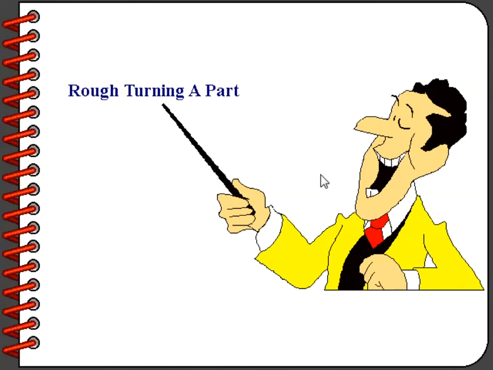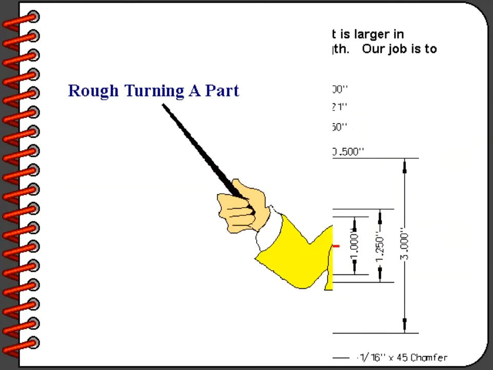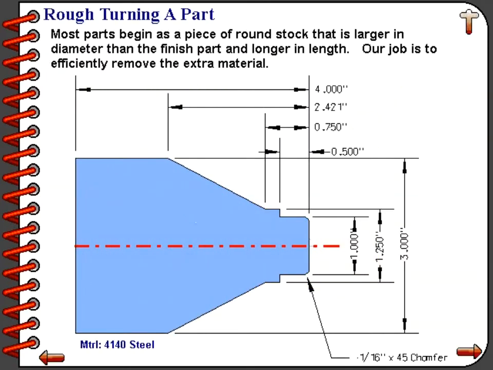Now that you know how to perform most finishing operations, let's turn our attention to the roughing operations. Most parts begin as a piece of round stock that is larger in diameter than the finished part and longer in length. Our job is to efficiently remove the extra material.